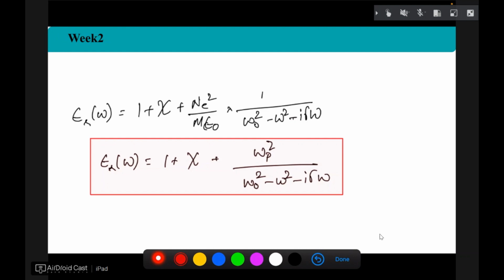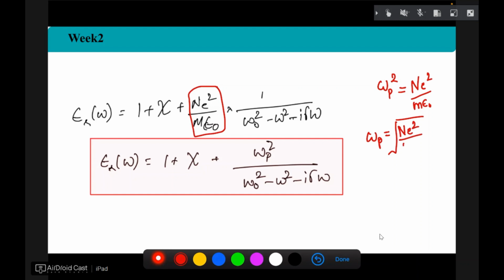So the permittivity as a function of omega is represented by 1 plus chi, ne square upon m epsilon naught, into 1 upon omega naught square minus omega square minus i gamma omega. So here this term, omega p squared, is equal to ne square by m epsilon naught, and gamma is the loss. Omega naught is the resonant frequency of the resonator. So this expression is very important, and it is derived from the Lorentz model.